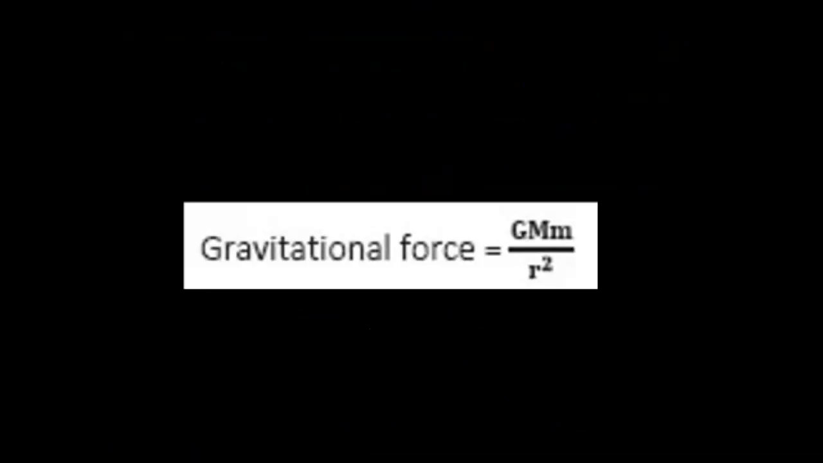So gravitational force is equal to capital G, capital M, small m by r square. Students, that is the gravitational force, capital F. Here there are two masses, one is capital M and one is small m. Both are applying force on each other, and the distance between the two masses is d. So capital G is the universal gravitational constant, and d is the distance between the two objects, capital M and small m. So the formula is capital F equals capital G, capital M, small m by d square.